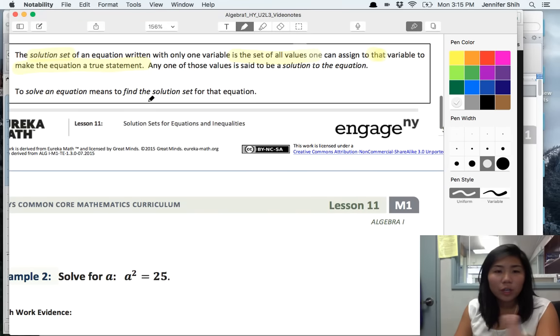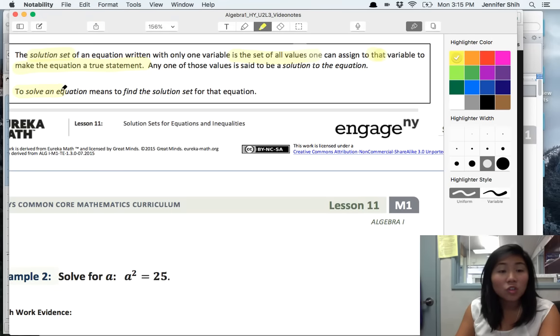To solve an equation means to find the solution set for that equation. This is probably the most important part. You bet that's going to be on your quiz tomorrow, so go write it down.